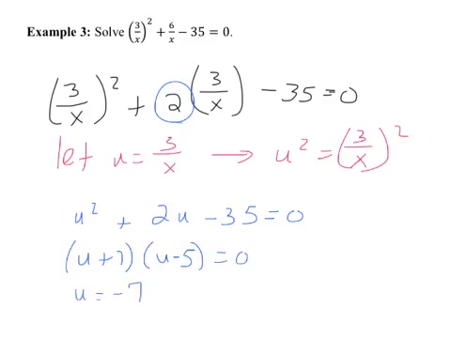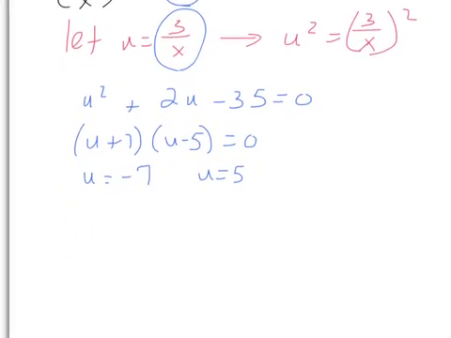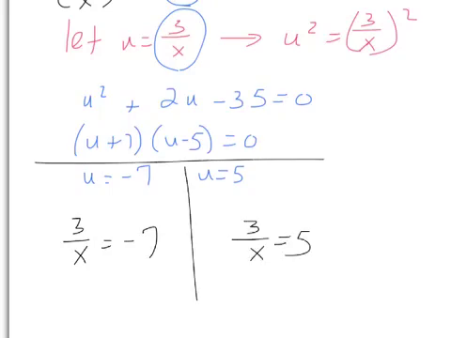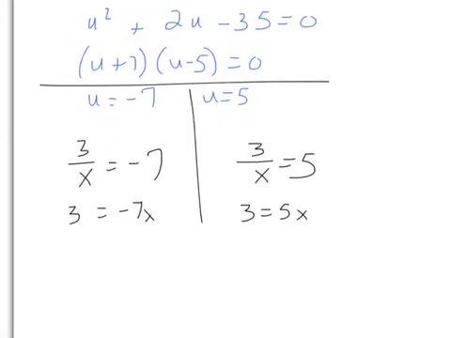This gives me factors of u plus 7 and u minus 5, giving me answers for u of negative 7 or 5. Well, again, that's what u is, but u is defined as 3 over x, so let's set each of those equal to 3 over x. So 3 over x equals this negative 7, or 3 over x equals this 5. Solving these, remember, multiply both sides by x to make this 3 equals negative 7x, and this side 3 equals 5x, and then divide by the coefficient.